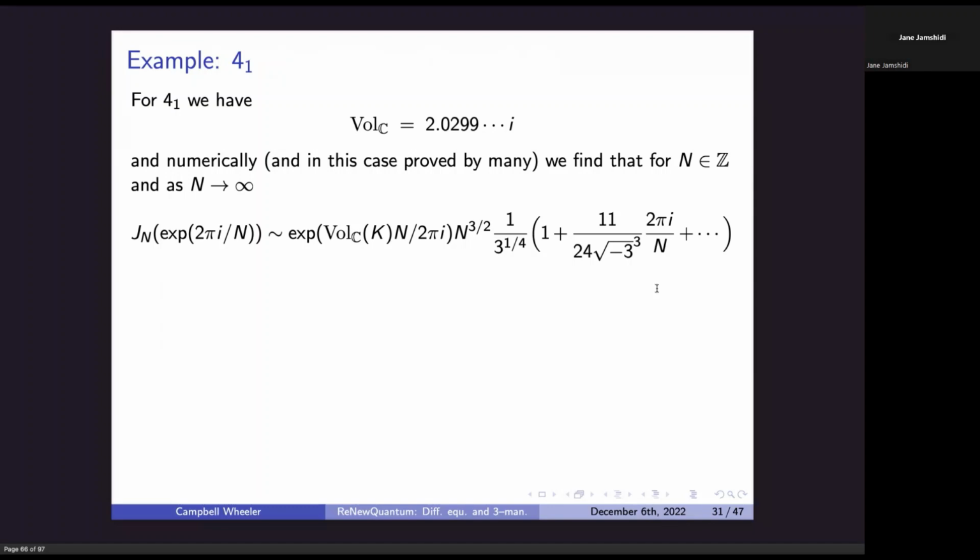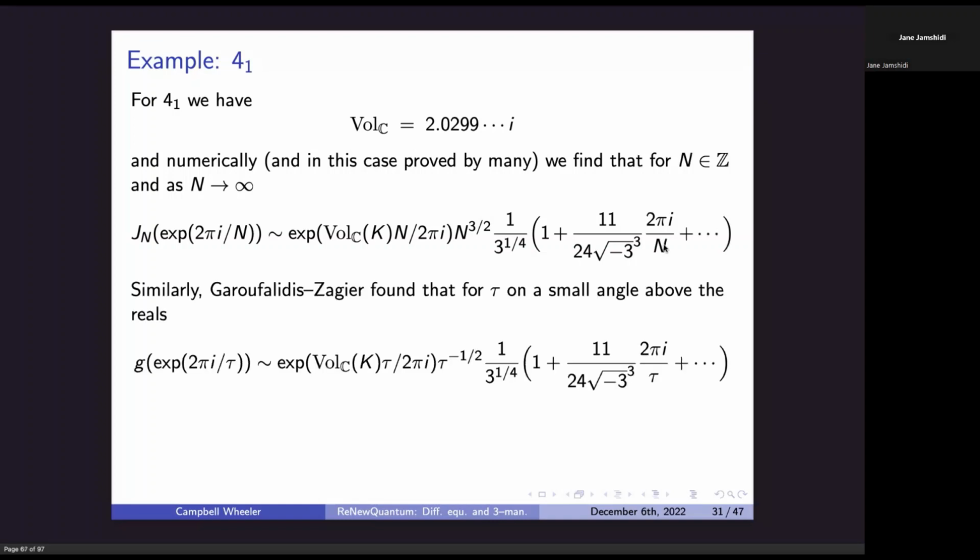And this corresponds to basically the flat connection that corresponds to this geometric structure. This flat connection is defined over the square root of -3. So these asymptotic series know something about the fields that these connections are defined over, if they are defined over fields.